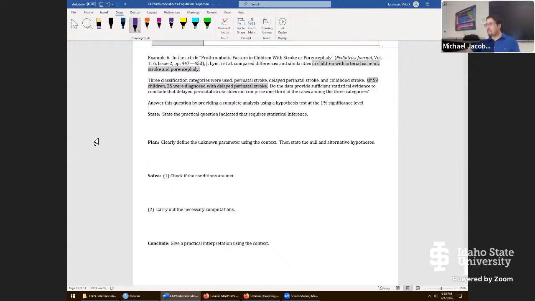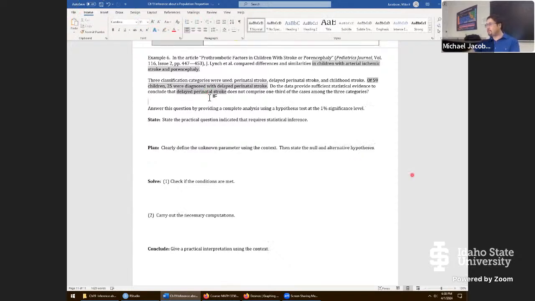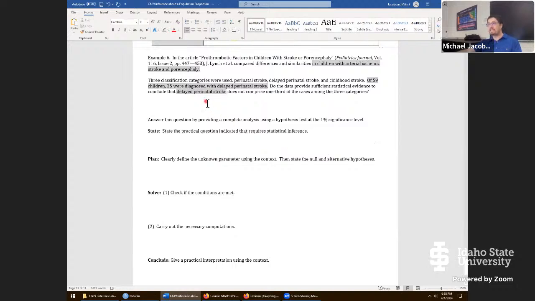Now they go on to ask, do the data provide sufficient statistical evidence to conclude that delayed perinatal stroke does not compromise 1/3 of the cases among the 3 categories? So now that question right there is what allows us to actually analyze the data in the way we expect in chapter 19, in other words. Because look at what they've done. They've now said delayed perinatal stroke is the thing that we are focusing on in this problem.